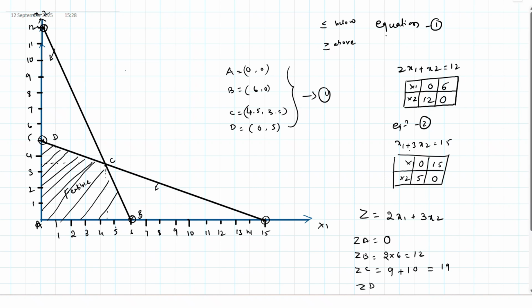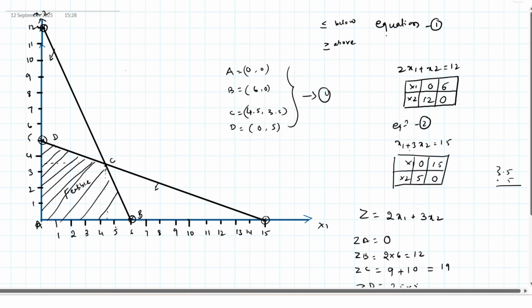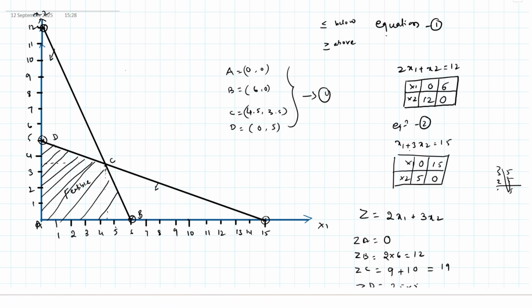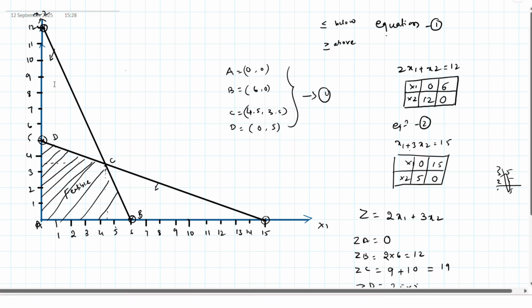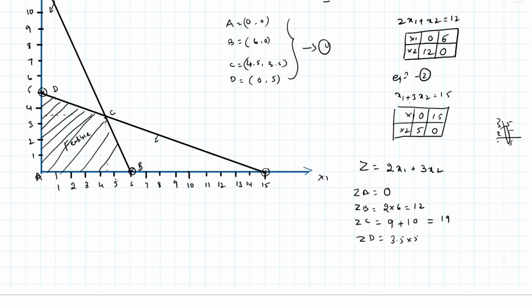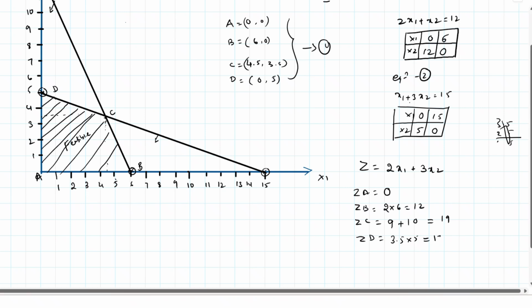And for ZD, if I substitute, 3.5 into 5 is 17.5. So we got the values at all four corner coordinates.